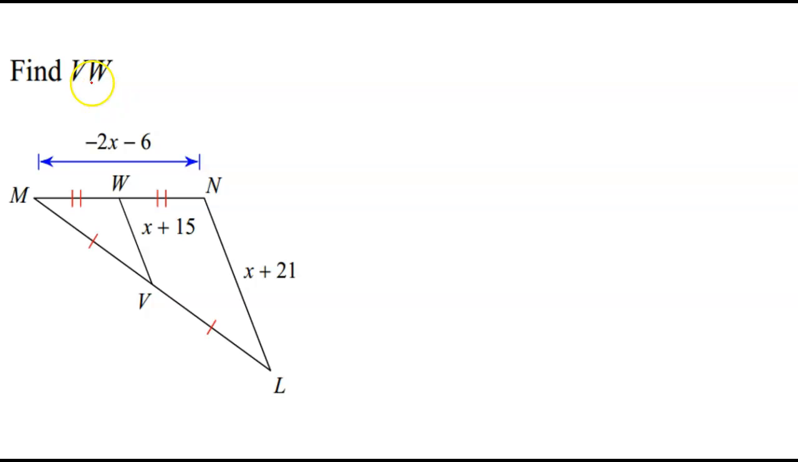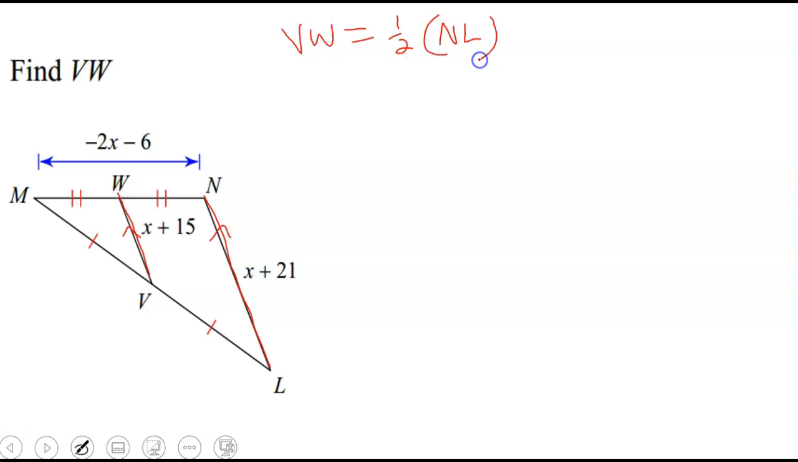Okay, next, find VW. So VW is over here, and VW is parallel to NL. We are given an expression, and it is 1/2 of it. So VW is 1/2 of NL. First of all, we solve the equation. So this is x plus 15 equals 1/2, and NL is x plus 21.